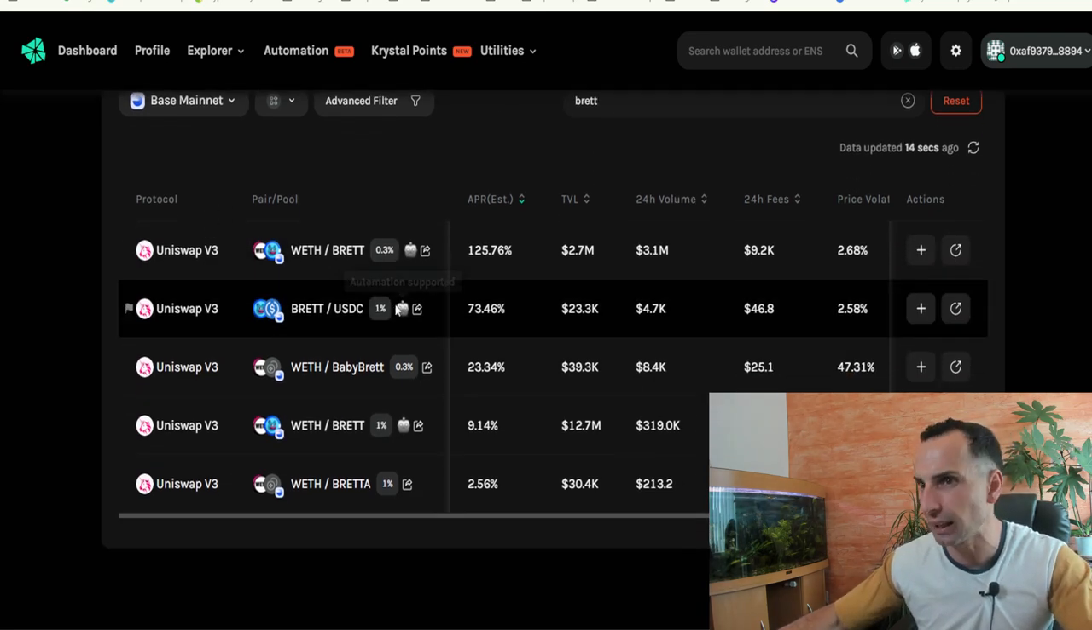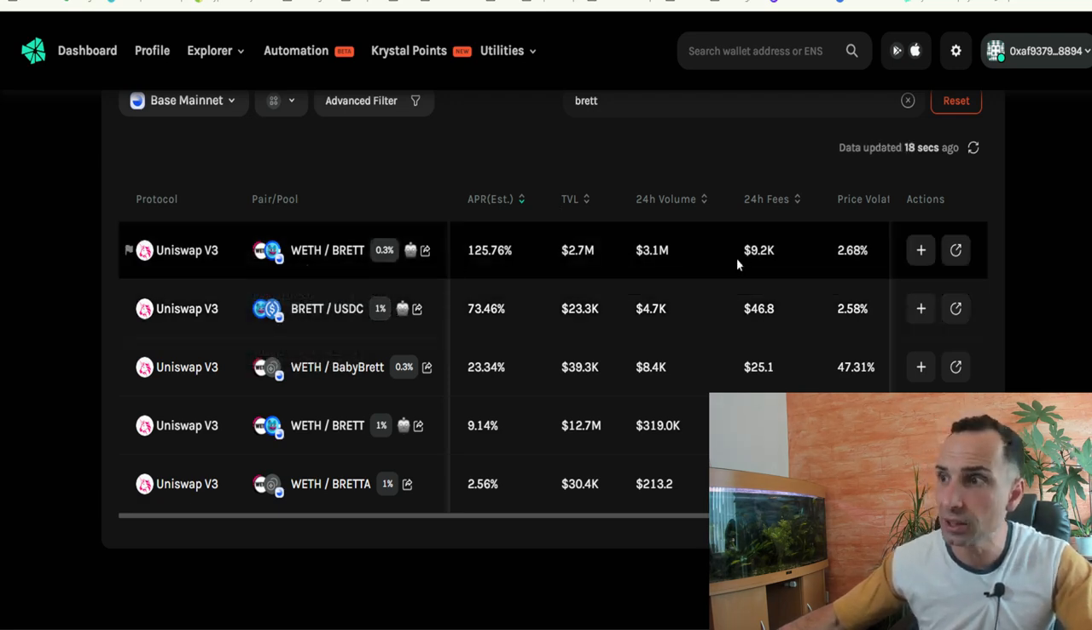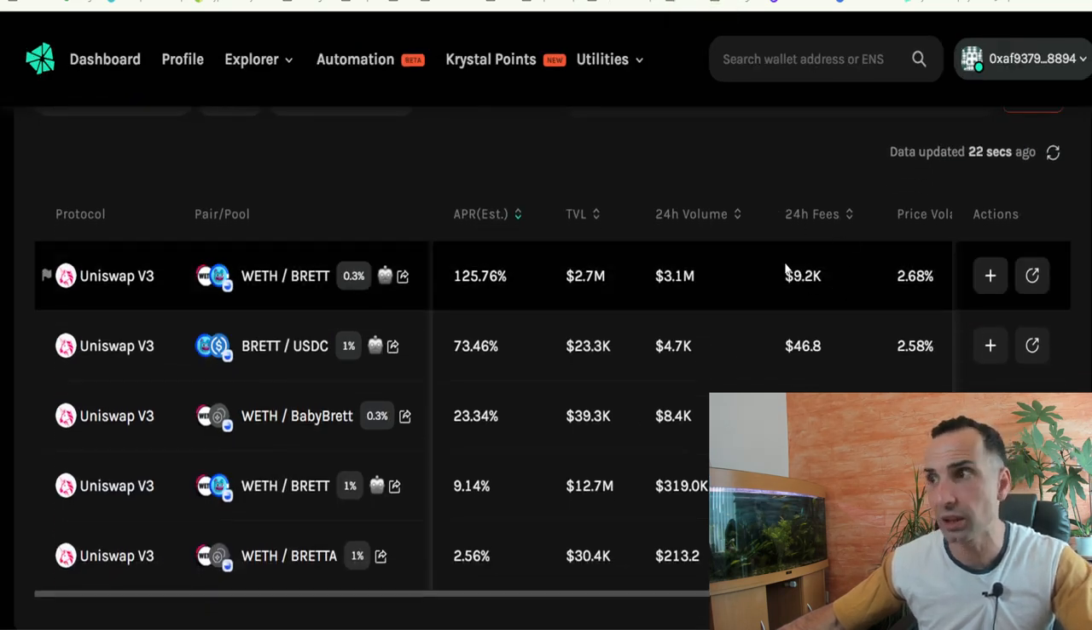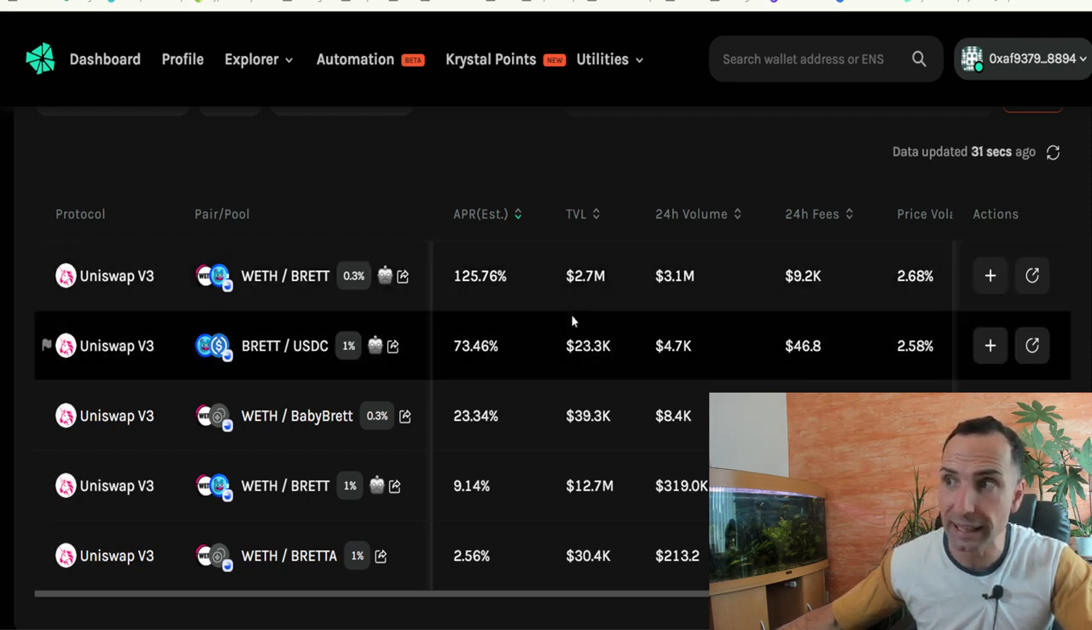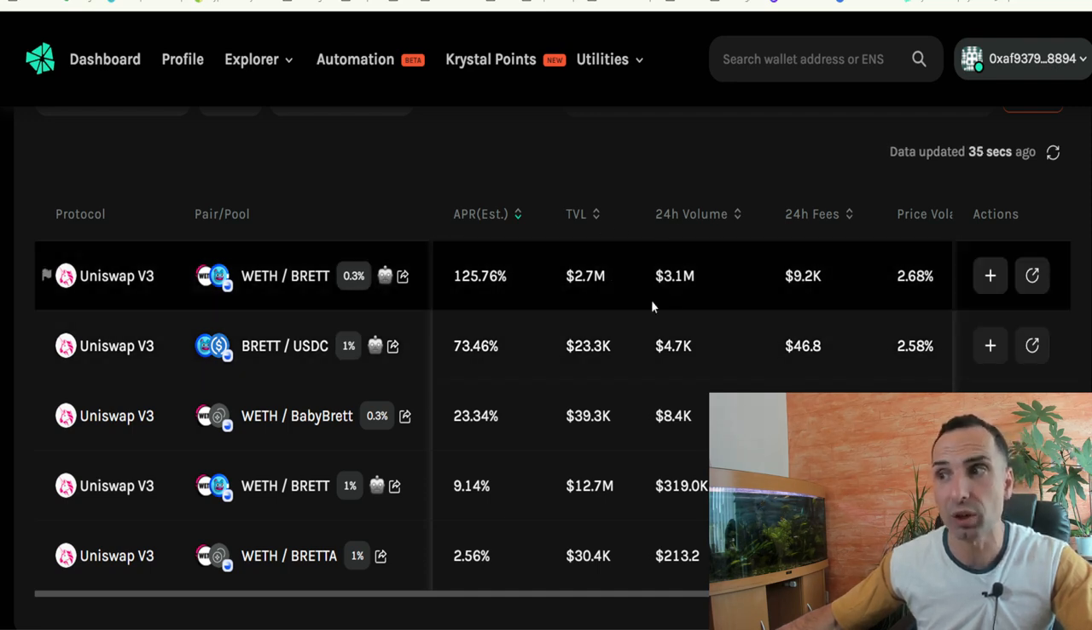Sometimes this is very sluggish and laggy, so make sure you understand that it doesn't always show the pools. And here is the pool I want to enter. You will see that in the last 24 hours there are 9,000 bucks in fees only in this pool, and these 9,000 bucks are divided among everybody who is providing liquidity right here. So the liquidity, and this is the 24-hour trading volume.